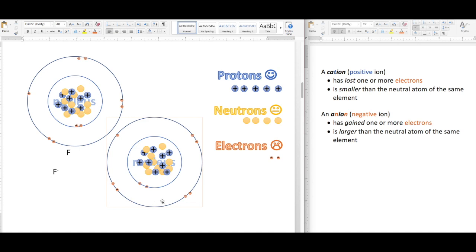But to be the most stable, any ion wants to have a full outer shell of electrons, and full means 8. And we'll talk about that a little bit later in the periodic table video. But for now, just know that fluorine becomes more stable by adding an electron. And when it adds an electron, now the balance is that there is one extra electron compared to the protons, so the overall charge is negative.